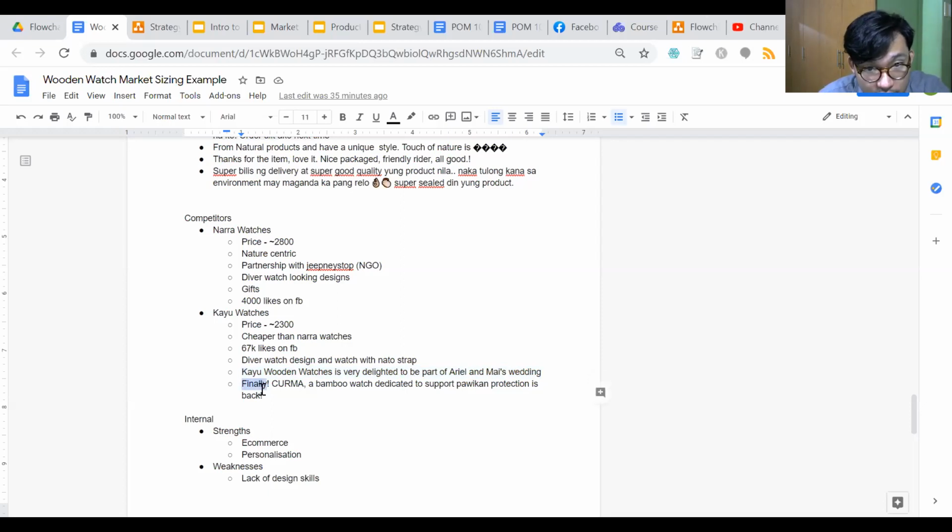Next is finally Kurma bamboo watch, dedicated to support the weekend protection is back. So this is also another thing. Very eco-friendly. They're capitalizing on the popularity of the Pawikan festival. If you are not familiar, this is the festival where they release little tiny baby turtles into the ocean. So it's a good thing to target. Maybe they can distribute their watches here. Maybe they can donate to these different festivals.